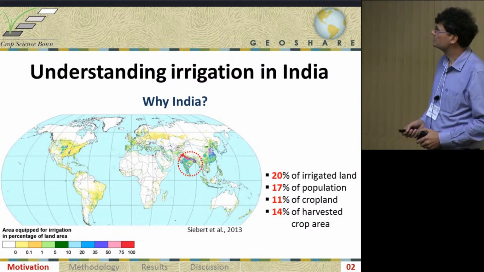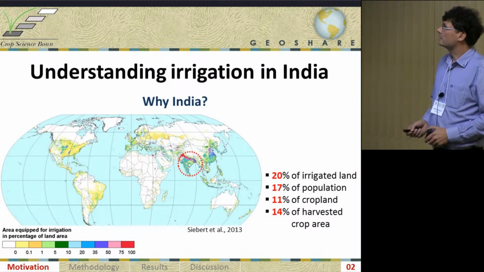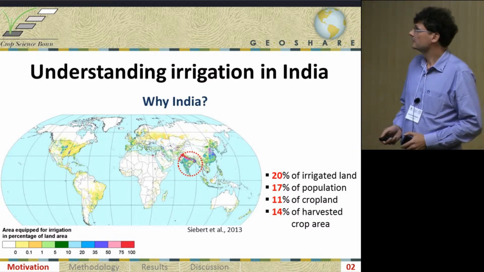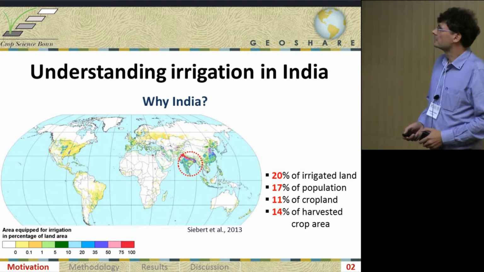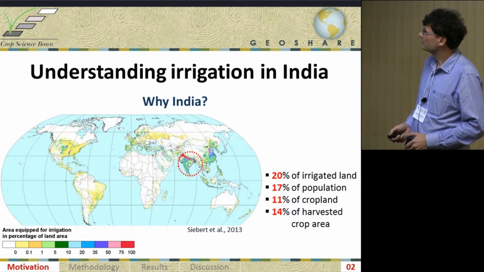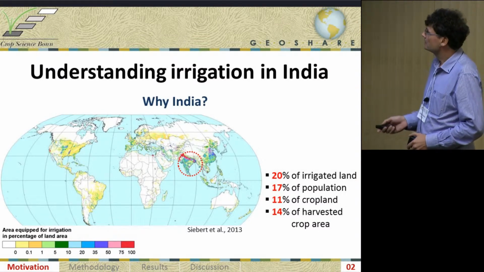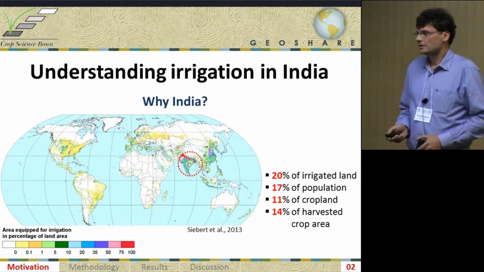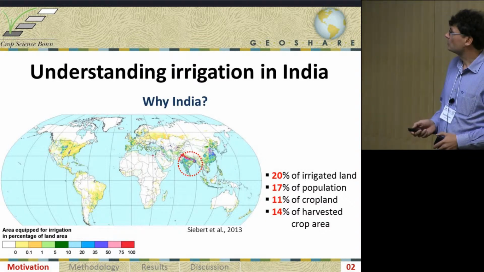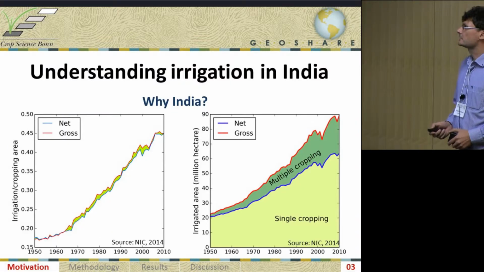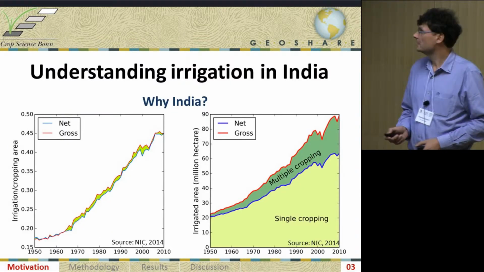First of all, why irrigation in India? In general, we have a lot of irrigated land in India, as you can see here in this map. And so at global scale, about 20% of irrigated land is in India, but also a lot of the global population is living there, and we also have a large extent of the global crop area there. So it's very relevant.